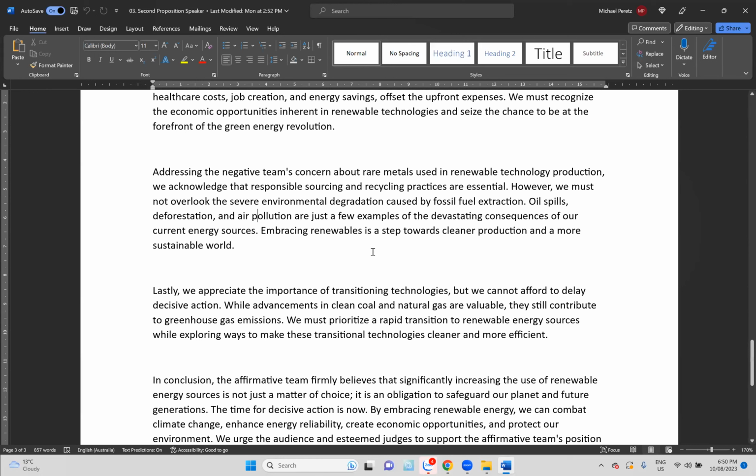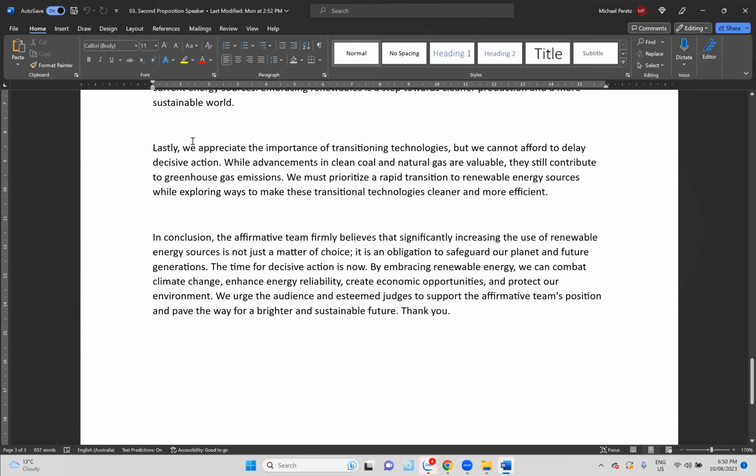So embracing renewables is a step towards cleaner production and a more sustainable world. So again, tying it back to the issue, embracing renewable energy will create a cleaner world, have less pollution. And lastly, we appreciate the importance of transitioning technologies, but we cannot afford to delay decisive action.